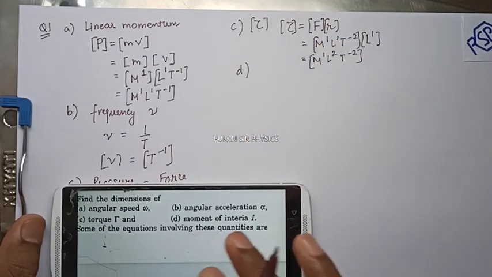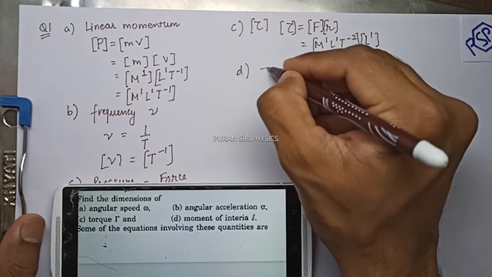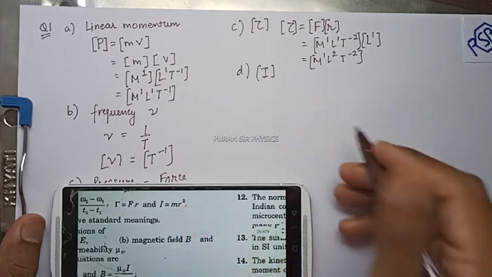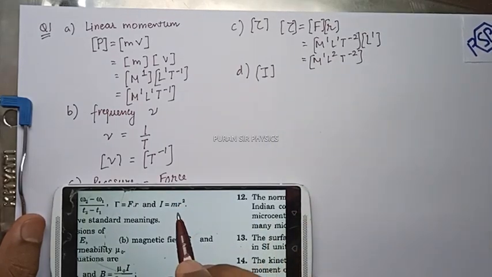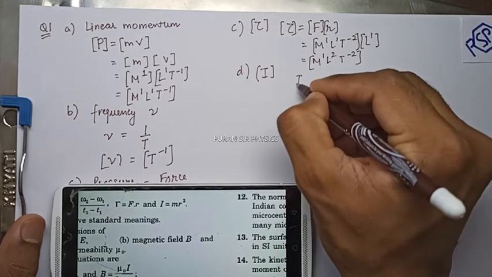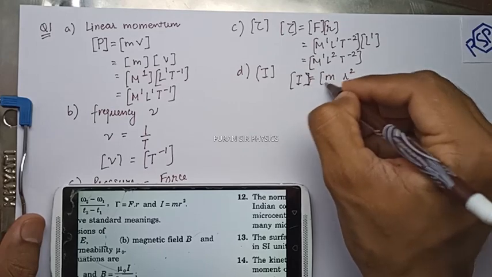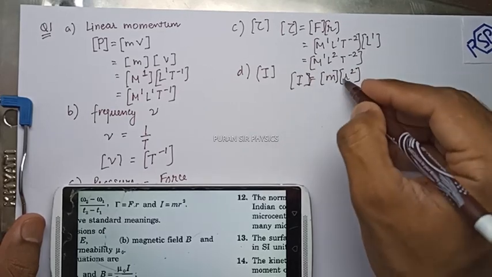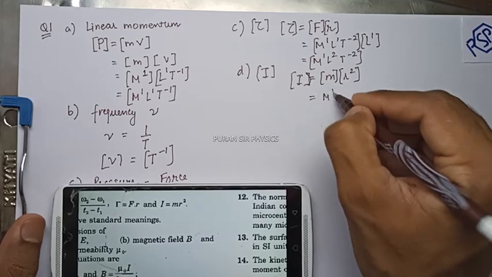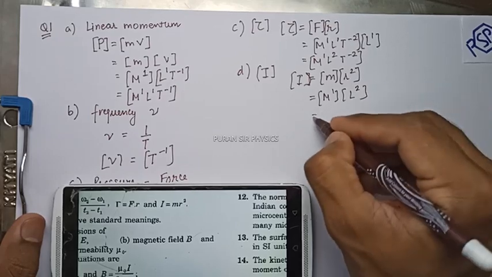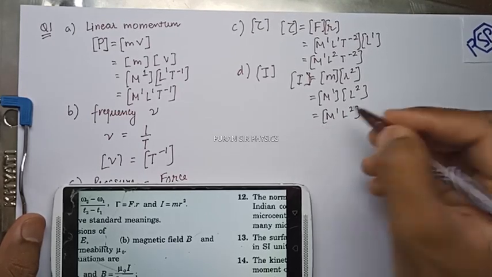In the fourth part, we have to calculate the dimension of moment of inertia, and the formula is also given to us, that is mr square. Basically it is the formula for the moment of inertia of a ring about the axis passing through its center and perpendicular to the plane of the ring. So here we have mr square. The dimension of moment of inertia will be the dimension of mass into the dimension of r square. Mass is m raised to power 1, and r square is length, L raised to power 2. So it will be m raised to power 1, L raised to power 2.